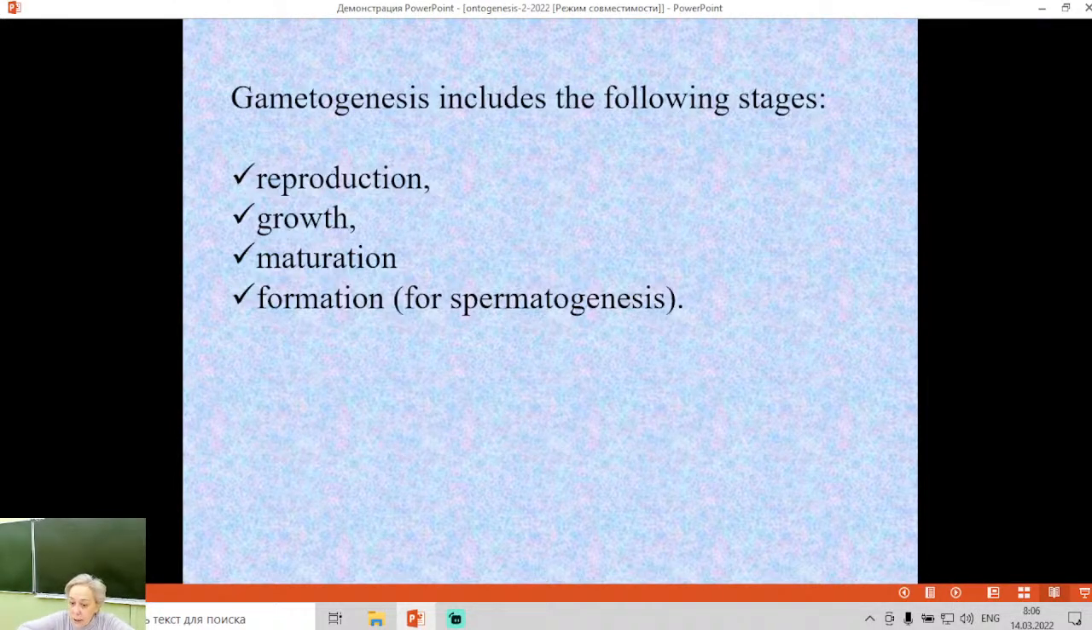Gametogenesis, spermatogenesis and oogenesis include the following stages: reproduction, the first stage; second stage, growth; next stage, maturation; and last stage, formation. Stage formation is absent for oogenesis. So spermatogenesis has 4 stages, oogenesis only 3 stages.